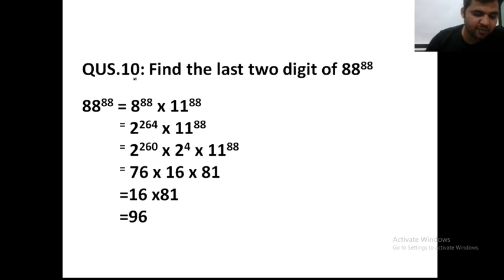See, 88 power 88 can be written as 8 power 88 into 11 power 88, right? This is just the splitting of the number. You have factorized 88 as 8 into 11, so this can be written as 8 power 88 into 11 power 88. Now 8 power 88 can be written as 2 power 264, because 8 is 2 power 3 and you have a power of 88, and 3 into 88 will give you 264 as its power. So this can be written as 2 power 264 into 11 power 88.